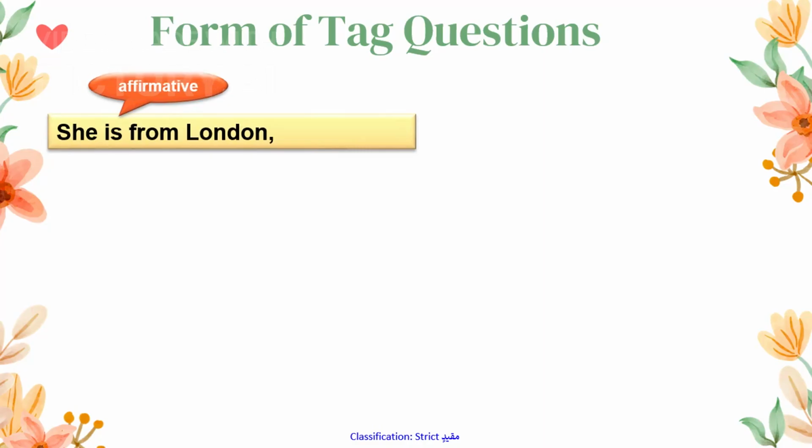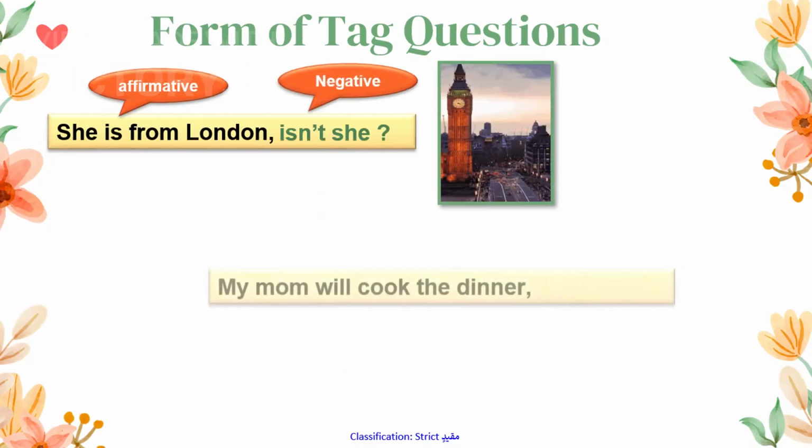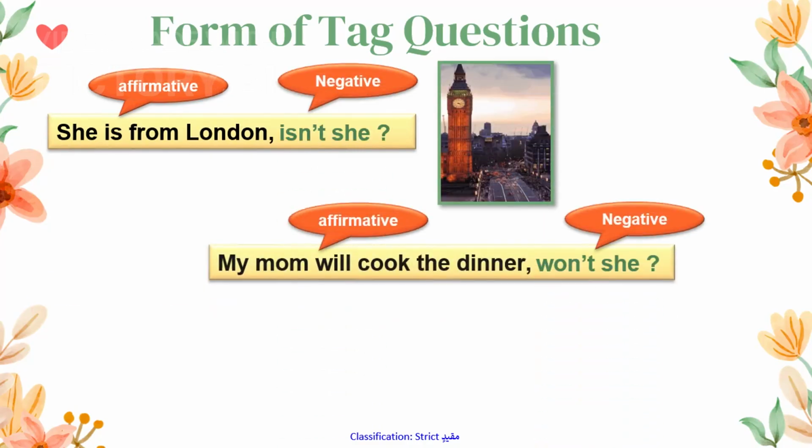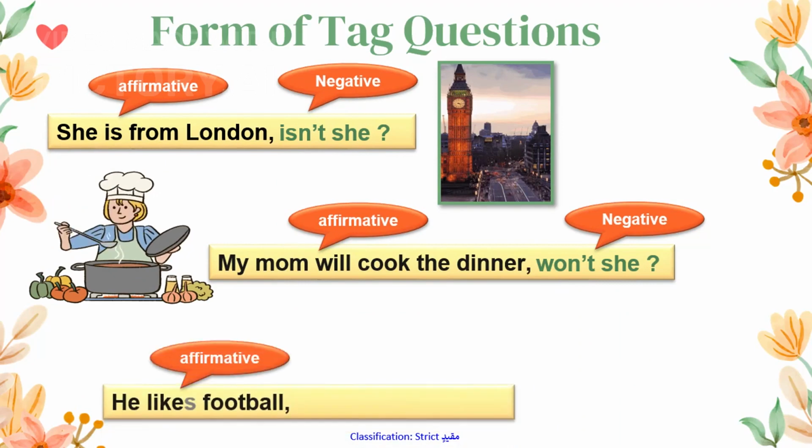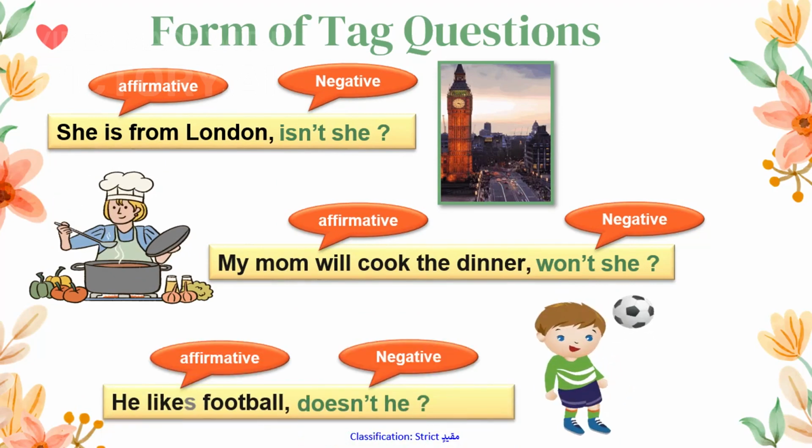Tag questions are a great way to confirm information. By adding a short question at the end of a statement, we can seek agreement or clarification, making our conversations more interactive.